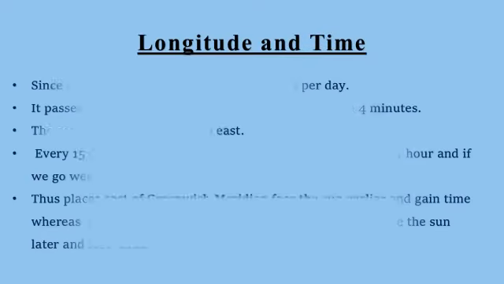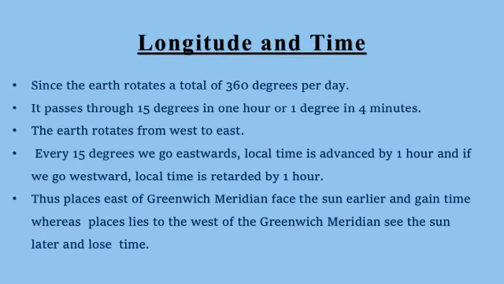Longitude also helps us to calculate the time. The sun is the best timekeeper throughout the world. So time is measured on the basis of the relationship between the sun and the movement of the earth. Since the earth takes 24 hours to complete one rotation, it passes through 15 degrees in 1 hour or 1 degree in 4 minutes. The earth rotates from west to east.